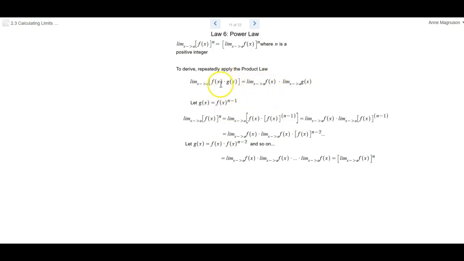So you can look at the product law we saw before, and f of x to the n is f of x times f of x to the n minus 1. So you apply the product law there, and you just keep doing that repeatedly. F of x to the n minus 1 is f of x times f of x to the n minus 2, etc. So this is just basically telling you that you can pull the limit symbol within the exponent.